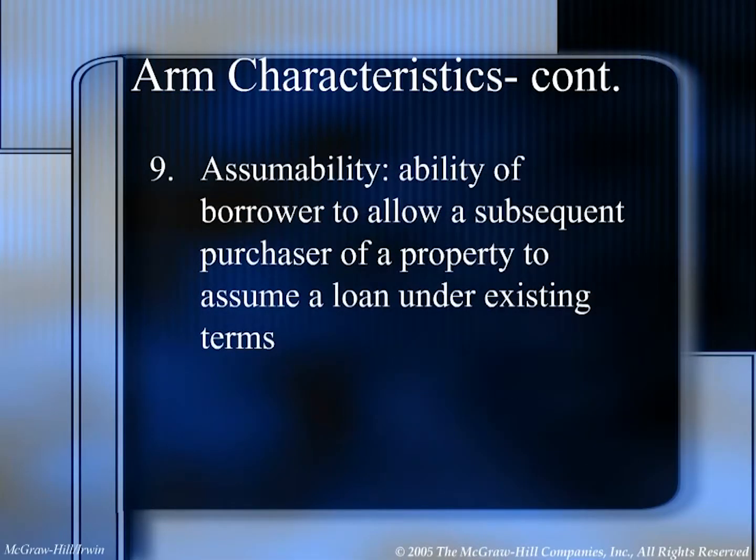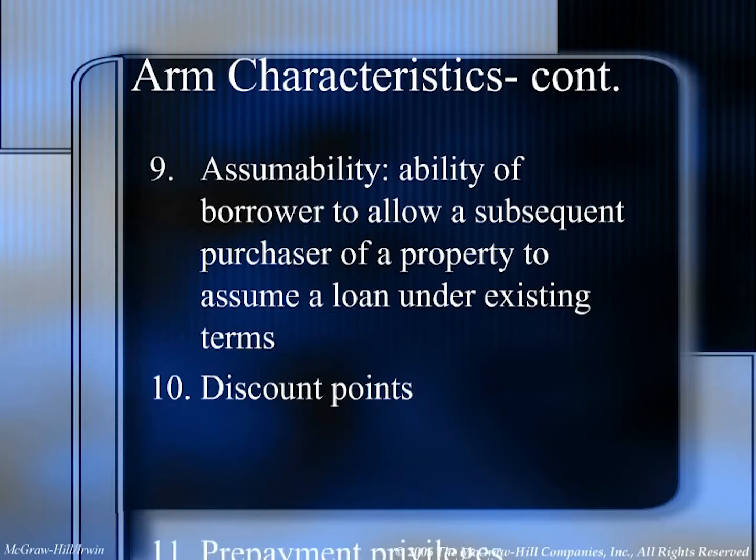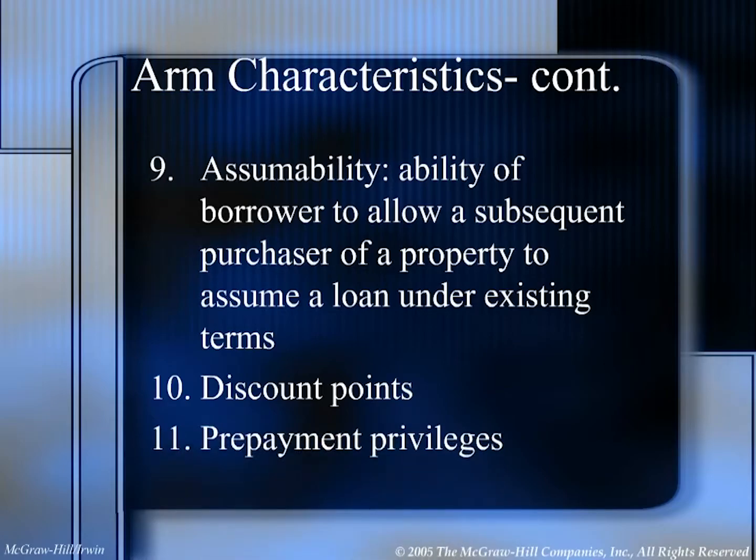And a few other characteristics, just a quick overview. We saw similar characteristics with the fixed rate. It could possibly be assumable, again, very rare, and can have points or not. Again, as we looked at in the newspaper, we can almost always find any type of mortgage with and without points. And it probably will have prepayment privileges, but may have prepayment penalties too. So you need to check those out.